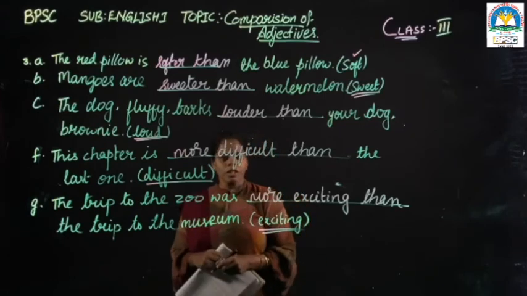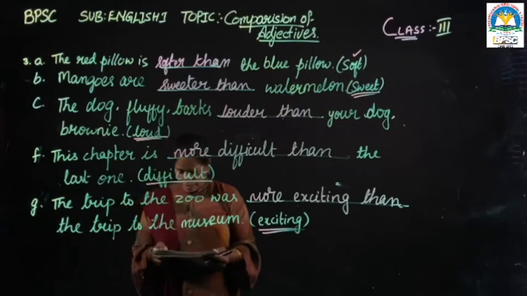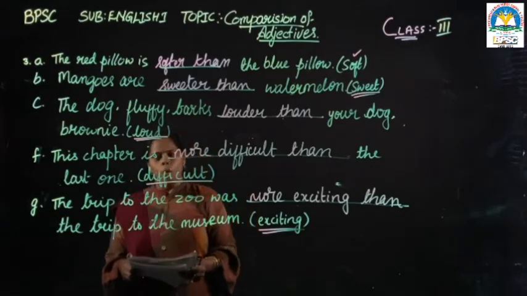All of you understood, children? Yes, good. The remaining you have to do, D, E, H. That is homework. Okay.